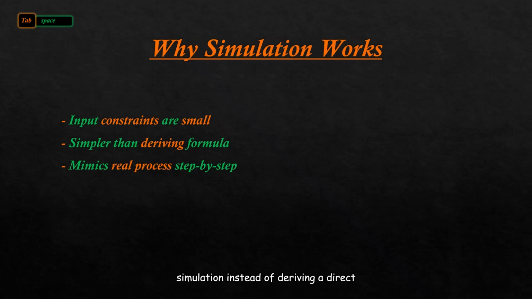Why do we use simulation instead of deriving a direct formula? Because the constraints are small and the process is naturally iterative. Simulation directly mirrors the real world action of drinking, counting empties, and exchanging. It makes the solution more intuitive, easier to explain, and less error prone. For problems like this, simulation is often the clearest path.